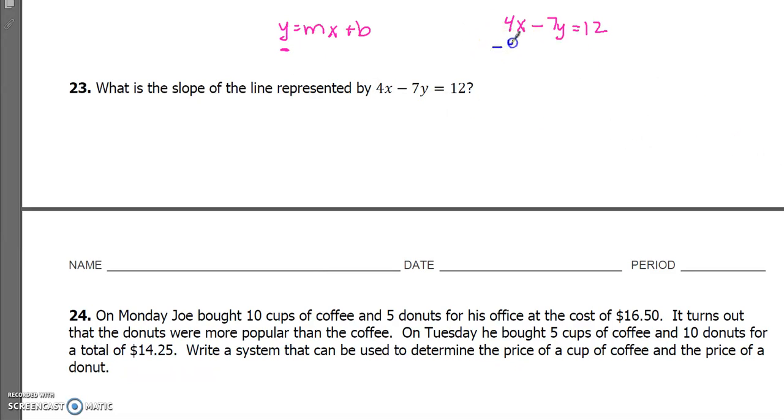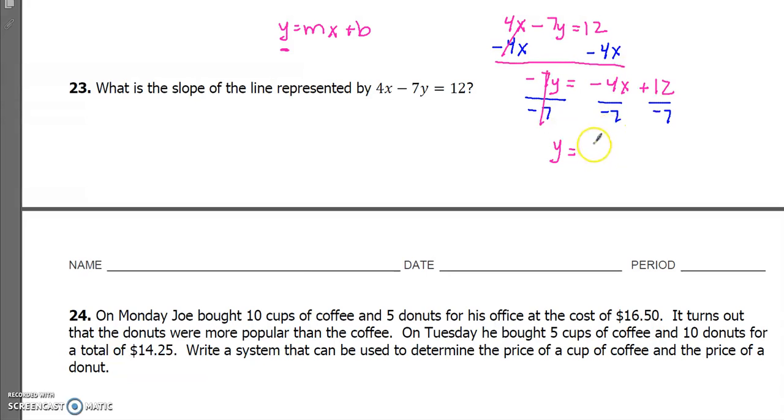So I'm going to get rid of my x term first by subtracting. So this is gone. It leaves a negative 7y equals a negative 4x and a positive 12. And then I need to get rid of my 7 by dividing. And it's a negative 7, so I will divide by a negative 7. So this is gone. It leaves my y. A negative 4 divided by a negative 7 is going to be a positive 4 over 7. And 12 divided by a negative 7, I'm just going to leave that as a negative 12 over 7.